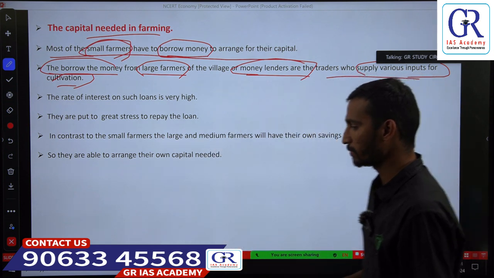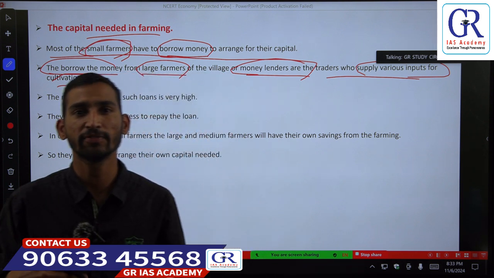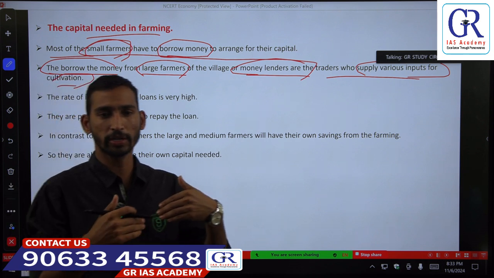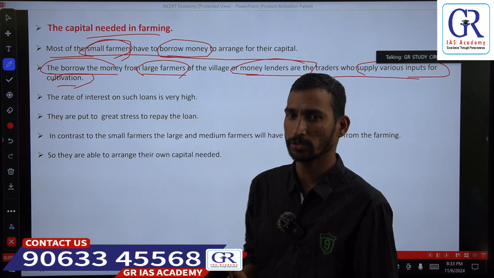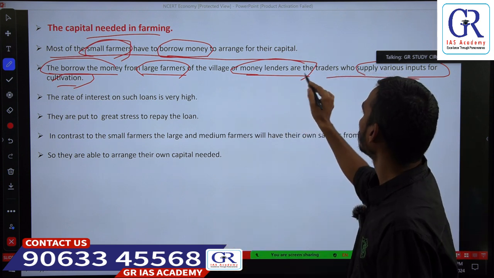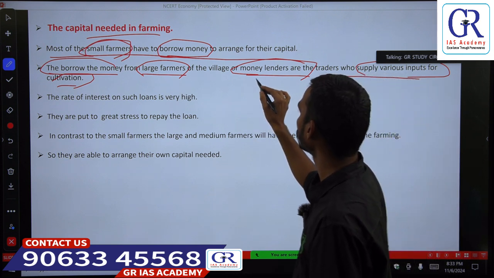In our country also the same thing is there. The small and marginal farmers are more in our country, so they depend on money lenders for cultivating the crops. So in order to cultivate the crops, they depend more on the money lenders, due to various reasons that we need to ignore.